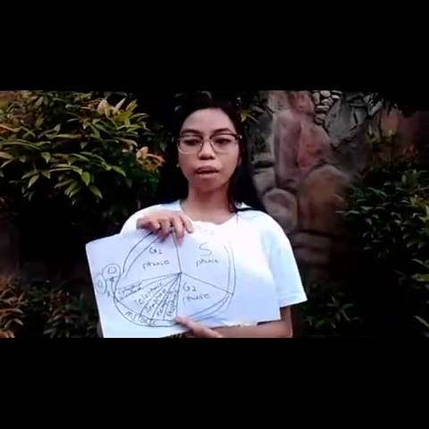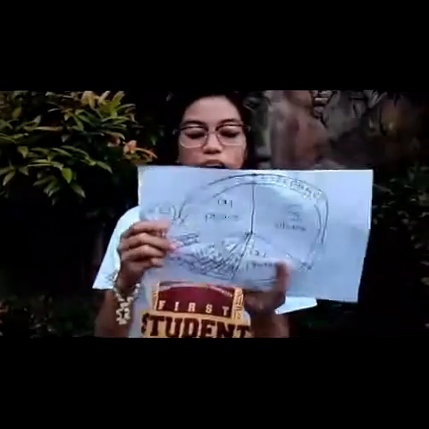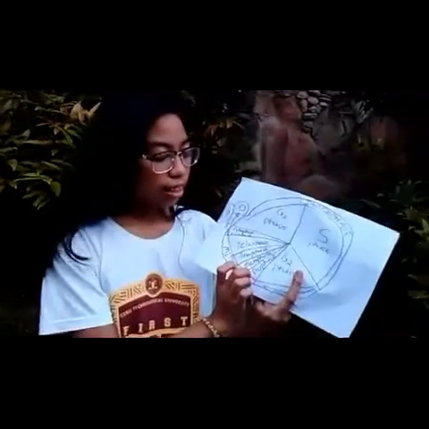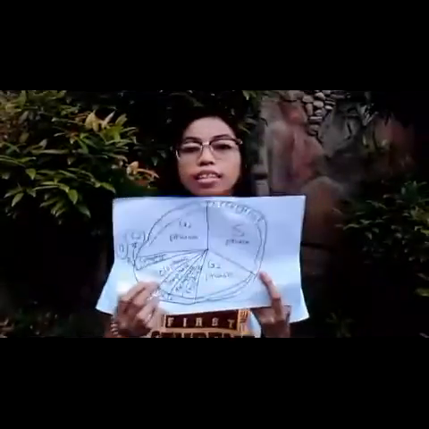In animals, cytokinesis occurs by a process known as cleavage, forming a cleavage furrow. In plant cells, a cell plate forms. And also, in mitosis, there are four phases. First is prophase, second is metaphase, third is anaphase, and lastly, telophase. That's all.